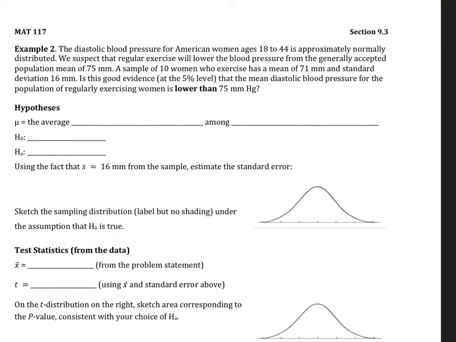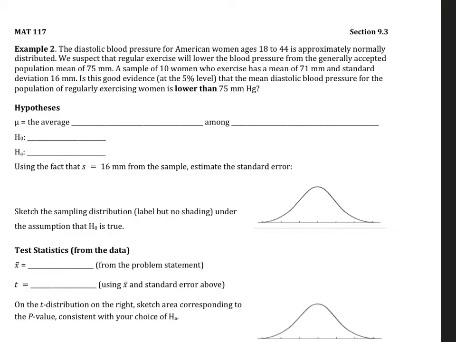data itself. In this problem, we're going to start with some baseline information about what a normal blood pressure would be within the population of American women ages 18 to 44. So we're going to start with the generally accepted population mean of 75 millimeters. It's, where is it, right here, 75 millimeters, as the generally accepted mean blood pressure for American women in this age group. What we're trying to find out is if regularly exercising actually can lower your blood pressure.